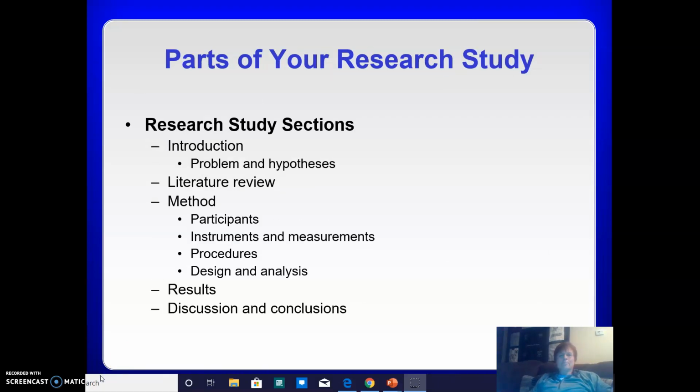As we finish up Chapter 1, I just want to review the parts of your research study as you begin to think about what you want to do a study on. You will provide these various components in your final research study. You will do an introduction, which will include the problem and the hypotheses. You will have a literature review. You will include a method section where you identify participants, instruments, procedures, and then your design and your analysis.